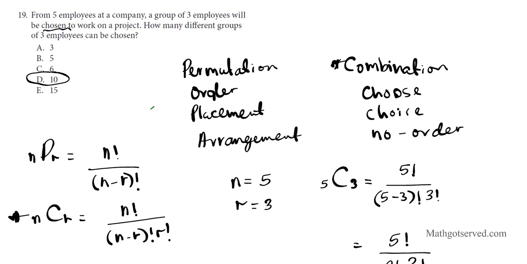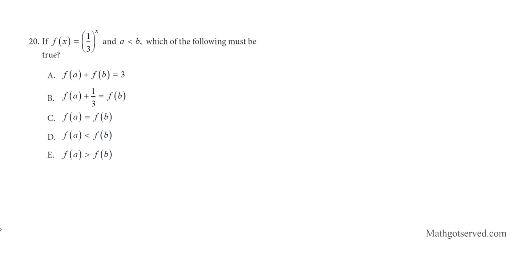Okay? Okay, last but not least, number 20. It says if f of x is (1/3)^x and a is less than b, which of the following must be true? So working with problems like this, it is always good to have concrete numbers to work with. But if you know that this is like a decay function, if I knew what the graph of this looks like, I can absolutely tell you the answer without doing any work. Okay, because I know this is a decay function.